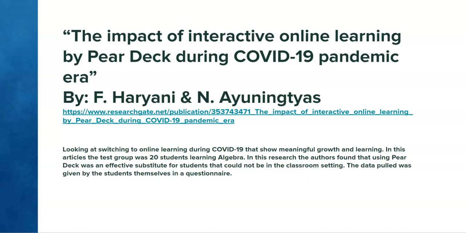So during COVID-19, there was a lot of fear and concerns on how students would learn material during this time. So they kind of take the step and look at it in this way. They're looking at pretty much Pear Deck or similar products like this, to see if it's very good to substitute these instead of having it in a classroom setting.